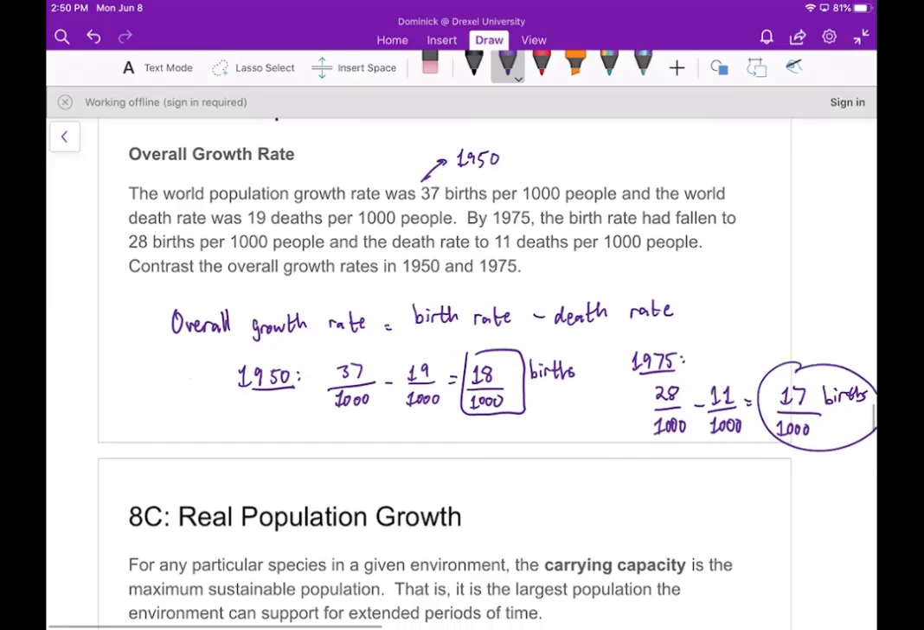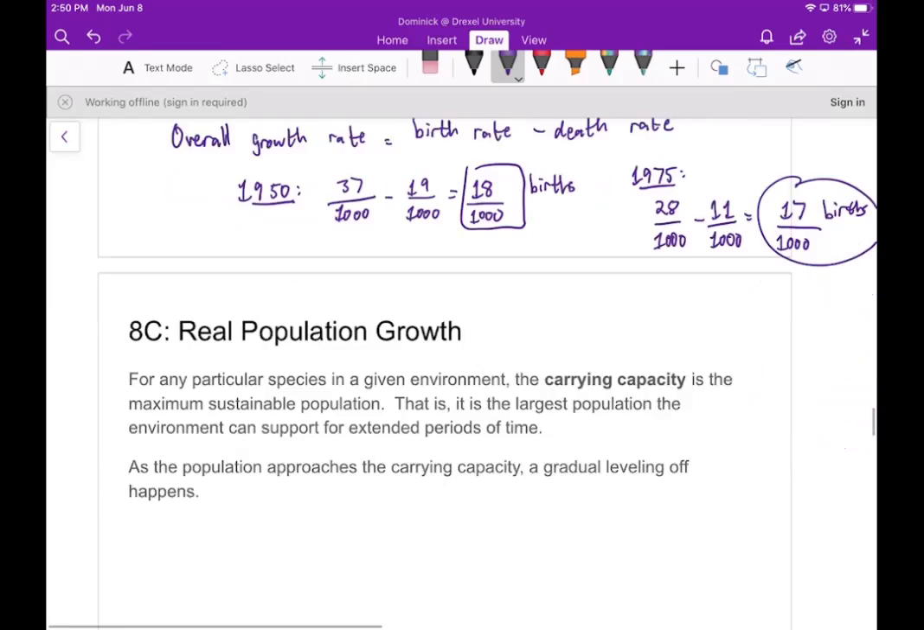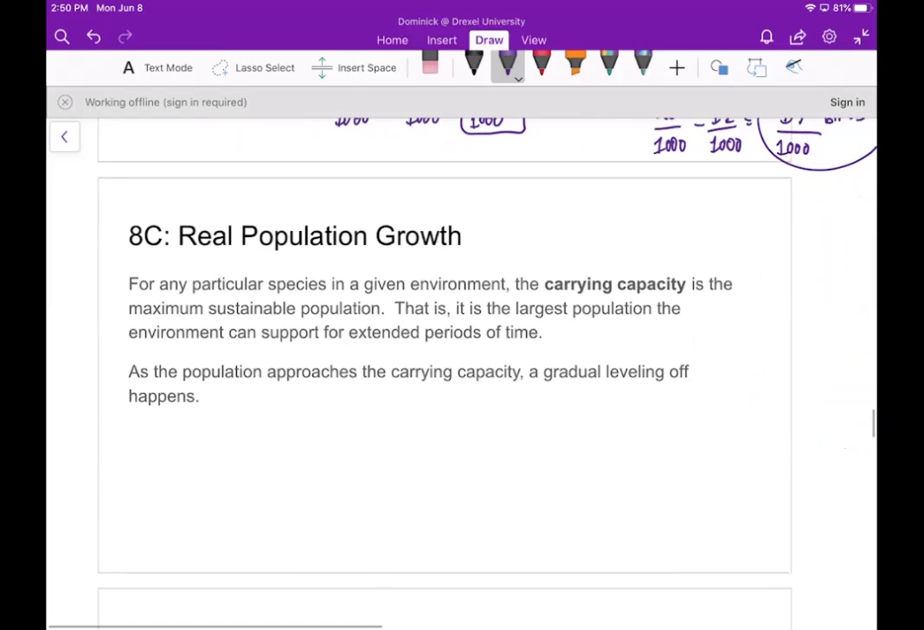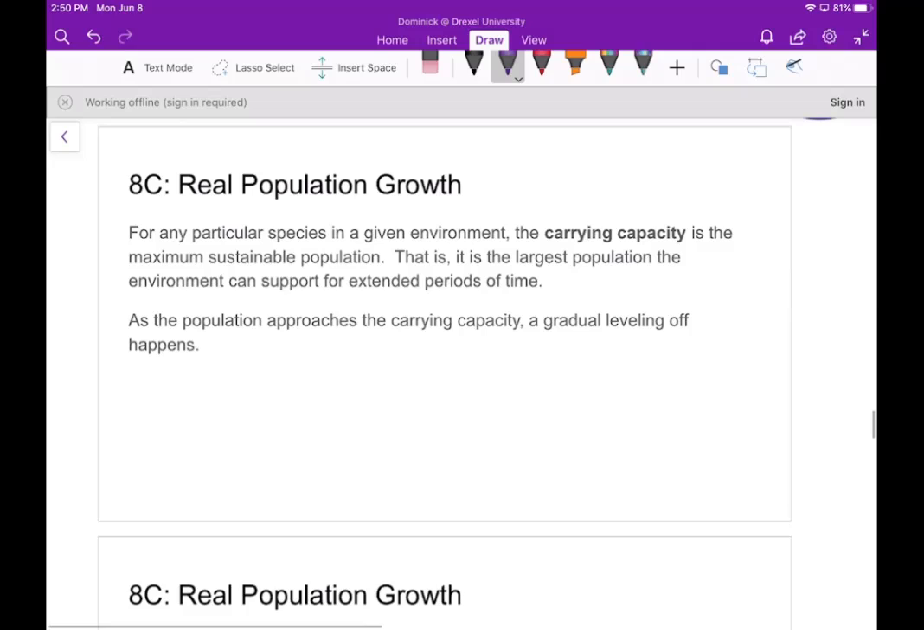Right? Now, of course, if this were to continue indefinitely, we would eventually run out of room, right? So that's what we're going to focus on next. As I was just mentioning, for any particular species in a given environment, we have something called the carrying capacity, which is the maximum sustainable population. In other words, it's the largest population the environment can support for extended periods of time.